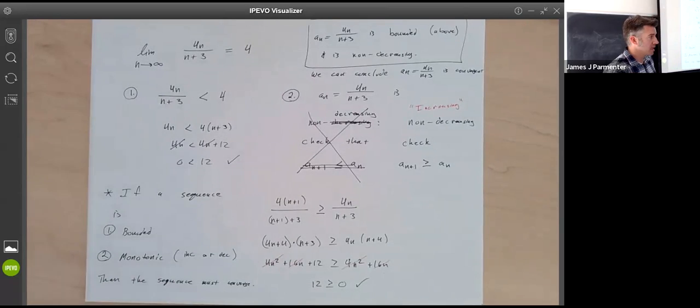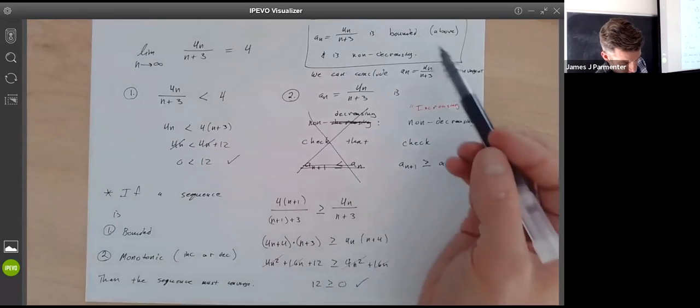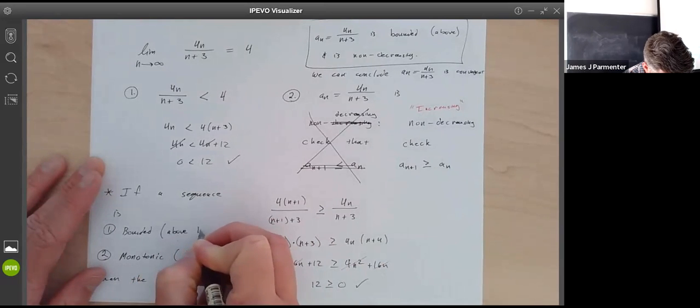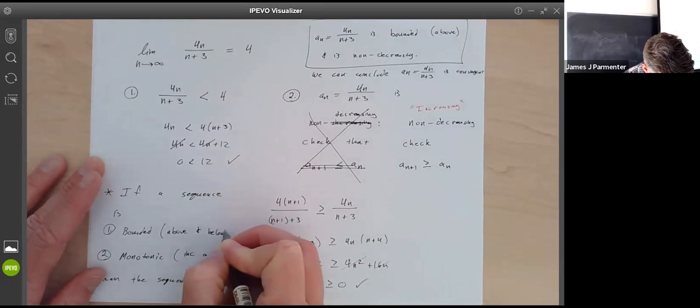So this also works if a sequence is decreasing or non-increasing. If it's getting smaller and smaller and smaller, and it's bounded below, then it can't get infinitely small or negatively infinitely large, and it can't oscillate back and forth because it's getting smaller and smaller. So that's why we say bounded, because when you say it's bounded, we mean above and below.